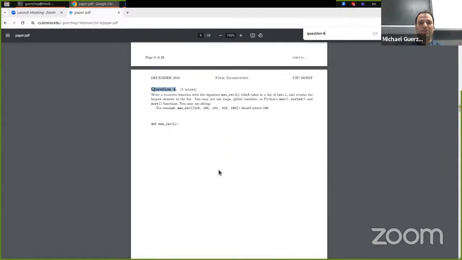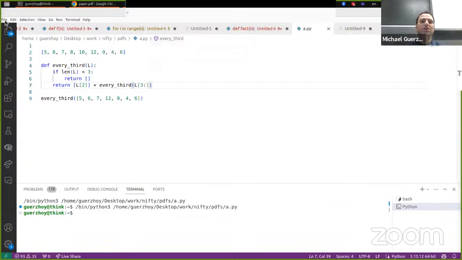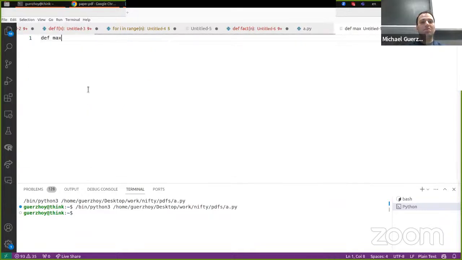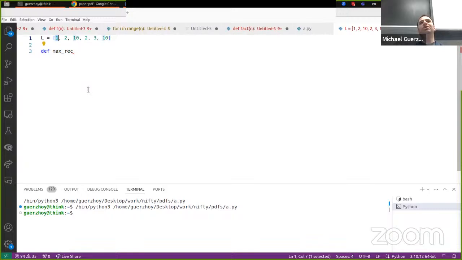Right here, recursive function. So this is max. Basically, what's the max of the list? One way to decompose this, and there are several ways actually, is to say the max of a list is either the first element or it's not the first element. If it's the first element, then it's greater than the max of the rest of the list. If it's not the first element, then the answer is the max of the rest of the list, right?